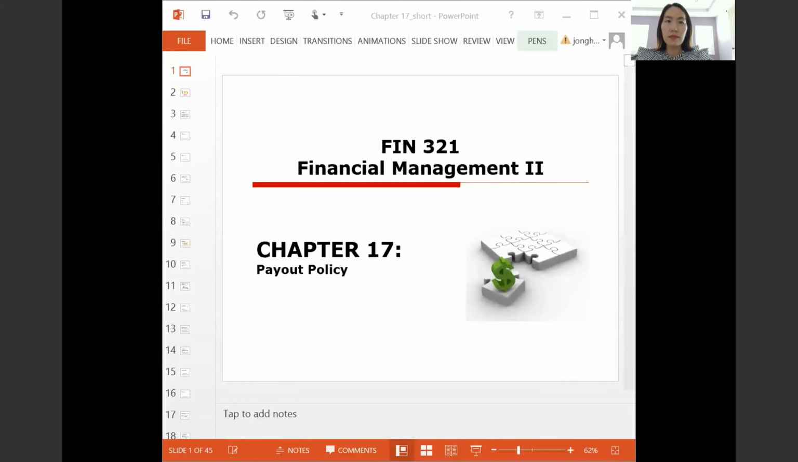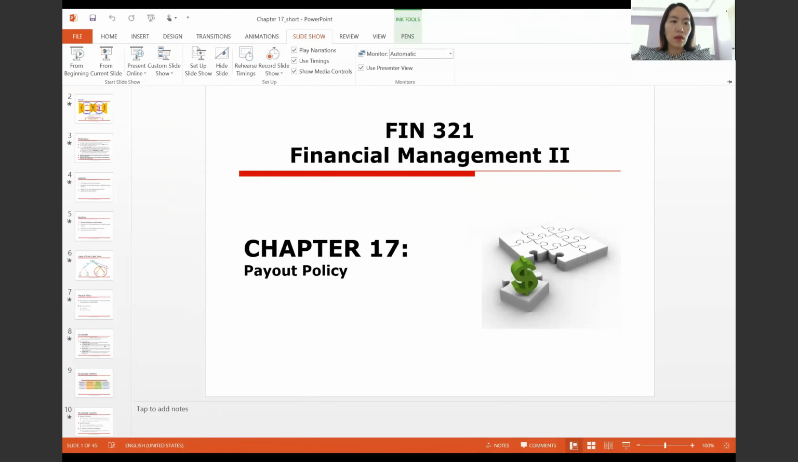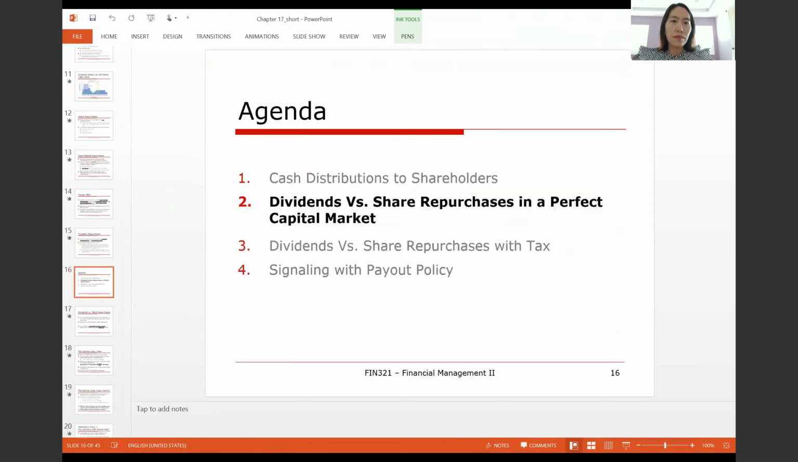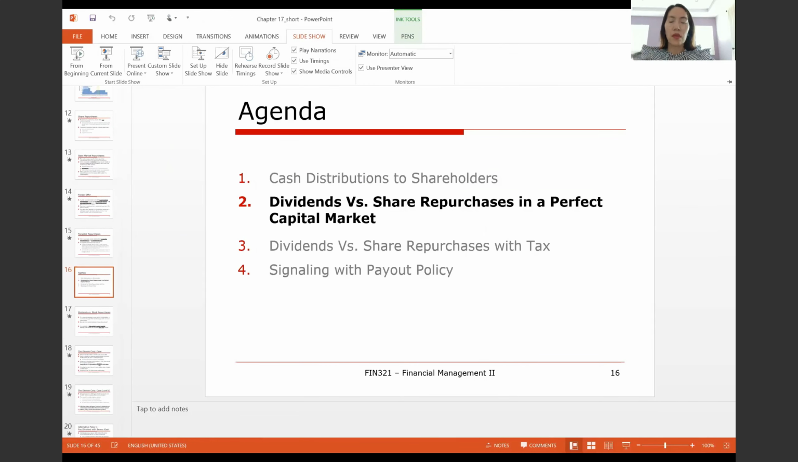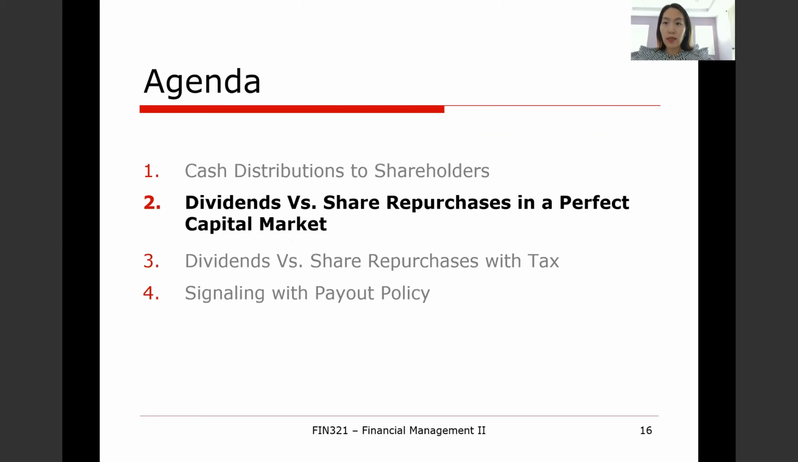Okay, so let me share a PowerPoint slide. We are going to once again stagger our discussion in two steps. First of all, in our search for the relationship between the firm's payout policy and firm value, we are going to assume a perfect capital market. And then we are going to introduce one of the biggest imperfections that characterizes our reality, which is tax.